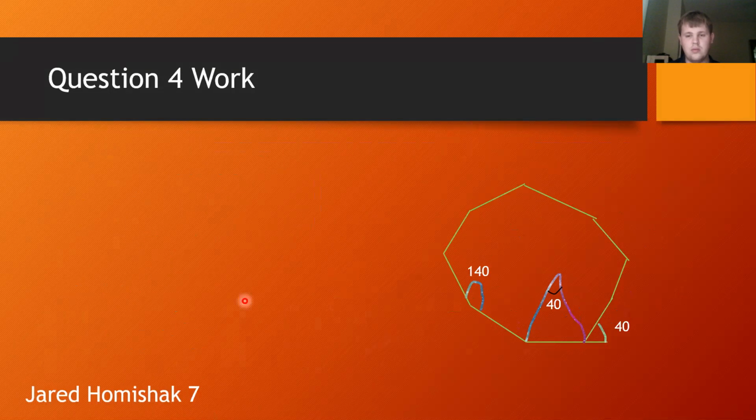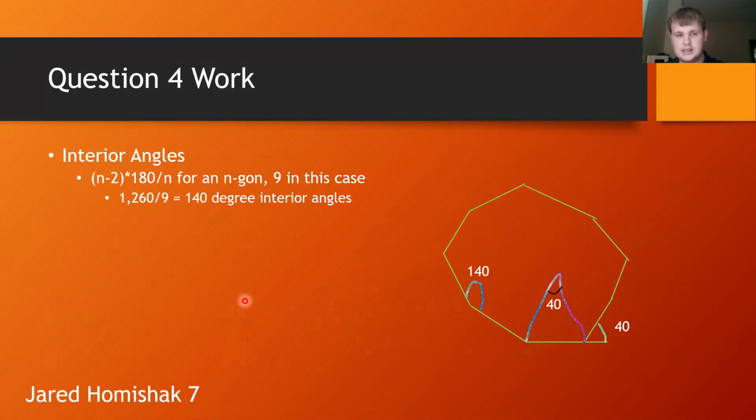For number 4, we're working with interior angles and exterior angles. Interior angles deal with, once again, the insides. We have n-2 times 180, like we worked with on the last problem, except we want to find out only one angle. Since they're all the same, we take our total number of degrees, which is 1,260, and divide that by the number of sides to get our final answer, which is 140 degrees for the interior angle.